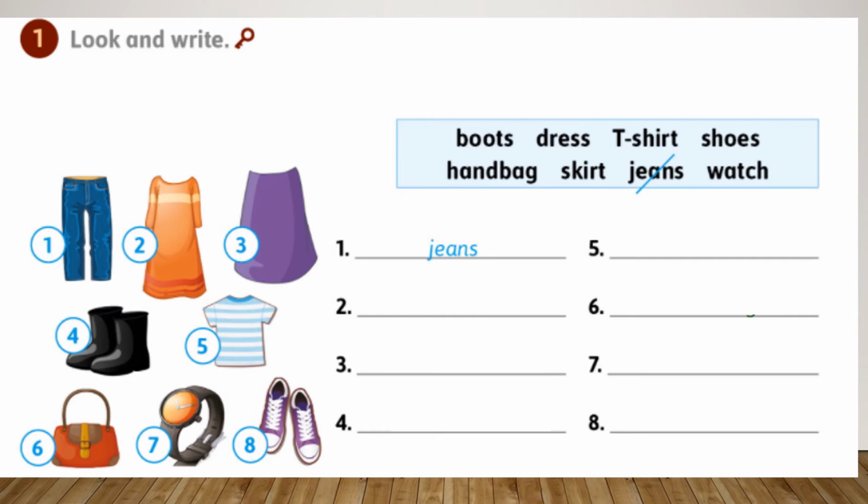Yes. Boots. Would you repeat after me? Boots. Dress. T-shirt. Shoes. Handbag. Skirt. Jeans. And watch. Number one, as you can see, is done for you. Picture number one is jeans. What about picture number 2, 3, 4 till 8? Take your time and try to decide.